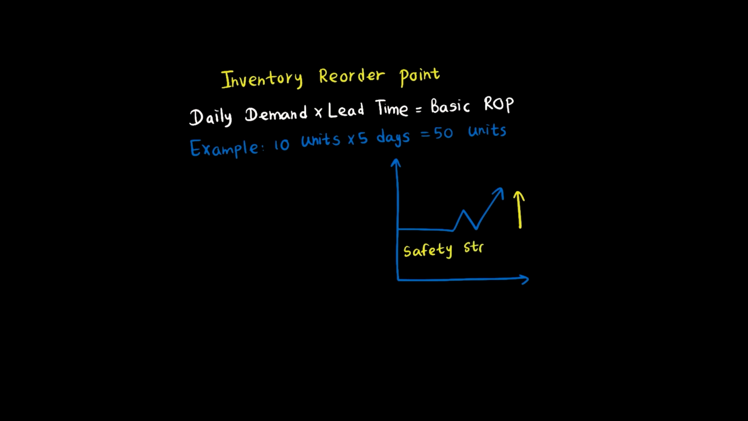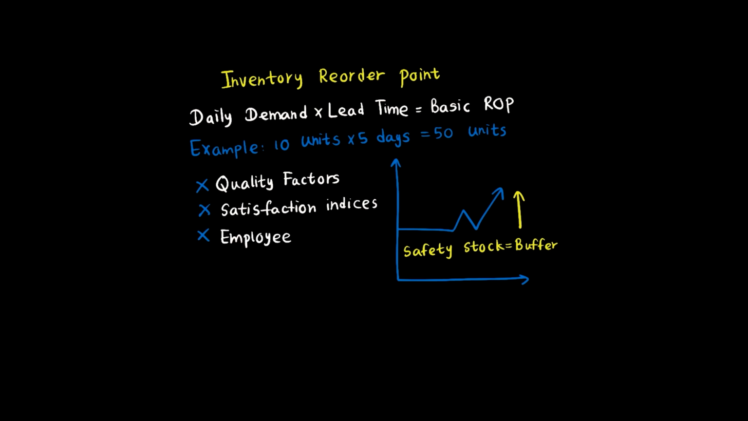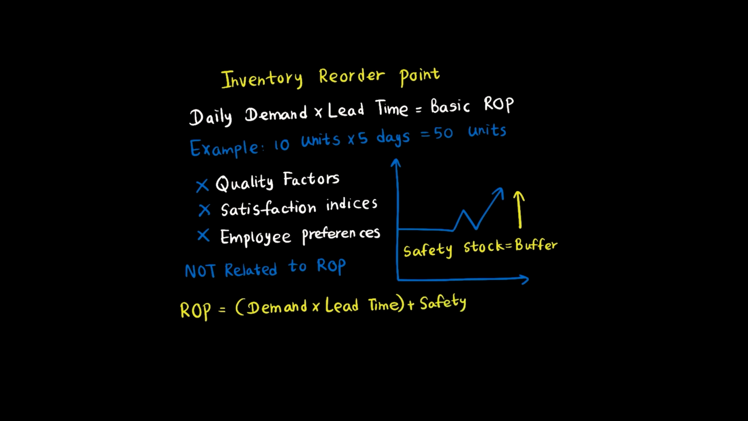Safety stock is your buffer, your insurance against the unexpected. It's not about quality factors. Those don't affect when you reorder. It's not about satisfaction indices. Those measure outcomes, not inventory timing. And it's definitely not about employee preferences. Safety stock is a calculated quantity based on demand variability and service level targets. You add this buffer to your basic reorder point. So instead of reordering at exactly 50 units, you might reorder at 70.